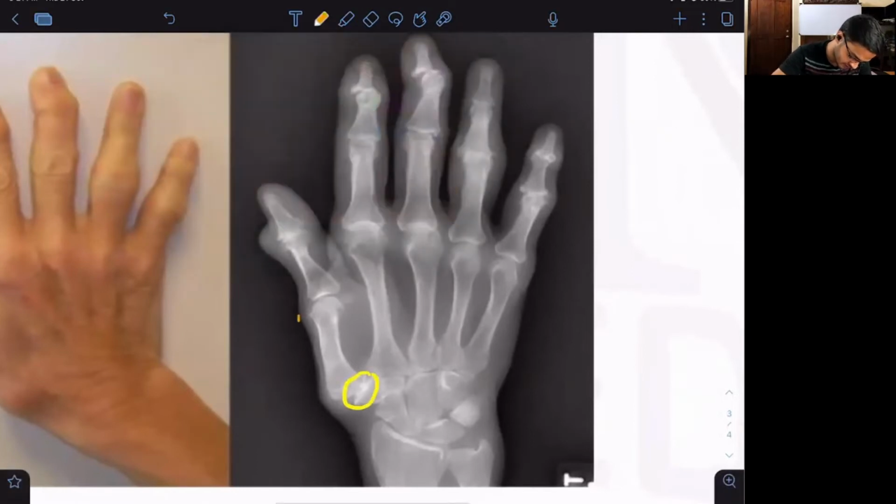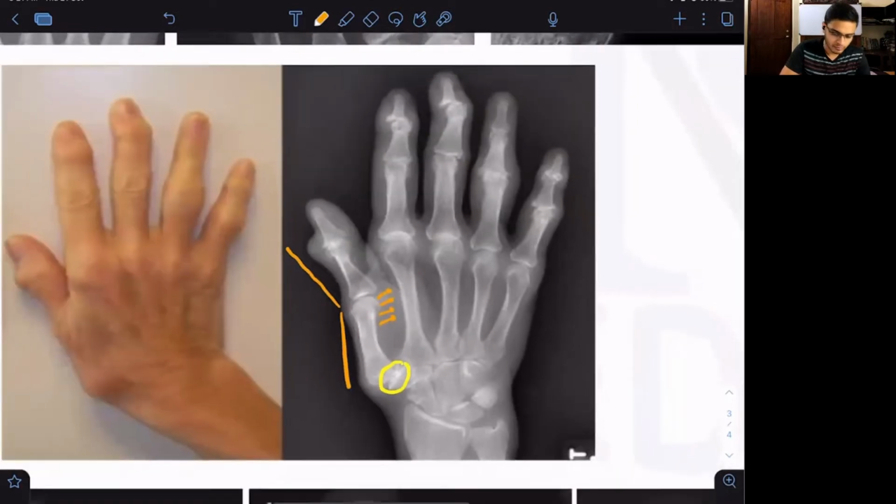Look at this. The first metacarpal bone is lined like this, right? From the phalanx, they are going outward. They can move, no problem. But this bone has been dragged. It has been adducted towards the palm, especially from the distal end of the first metacarpal bone.